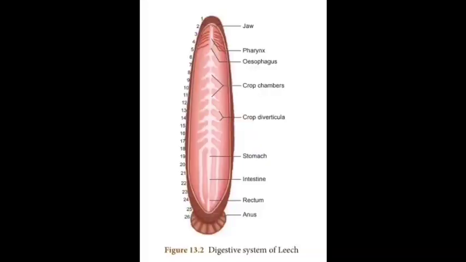Figure 13.2, digestive system of leech. First, the mouth leads to the buccal cavity provided with jaws. Then it leads to the pharynx, then the esophagus, then crop, then stomach, intestine, rectum, and finally the anus.